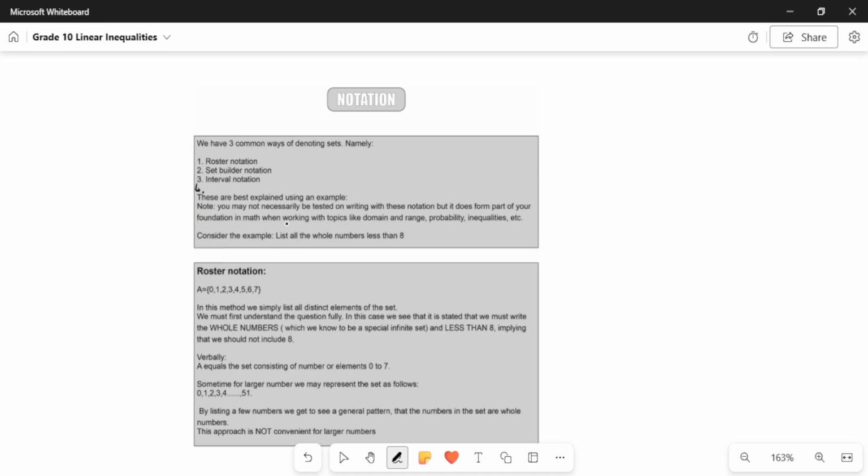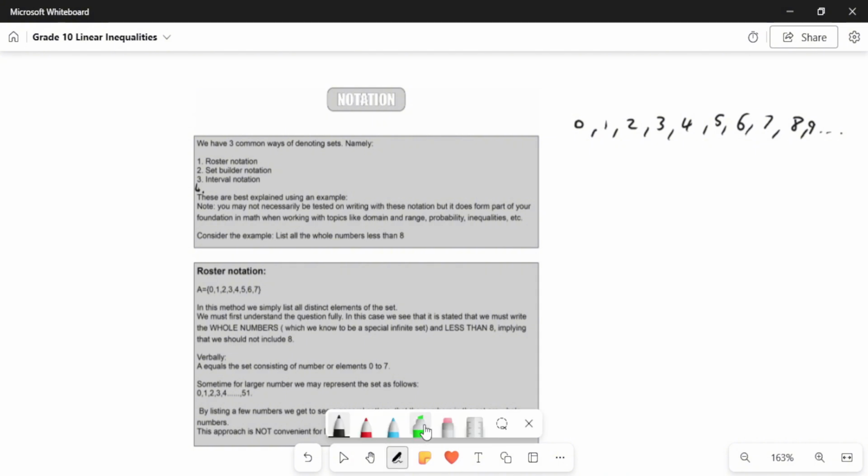Let's consider the following example. List all of the whole numbers less than 8. So let's just think of this here, right? We have to list all of the whole numbers less than 8. What are whole numbers? Whole numbers are 0, 1, 2, 3, 4, 5, 6, 7, 8, 9, and so on, isn't it? So if we're listing the whole numbers that are less than 8, not 8, less than 8, it will be all of these numbers here. Would you agree? So how do we represent this using these different notations is what we are going to do now.